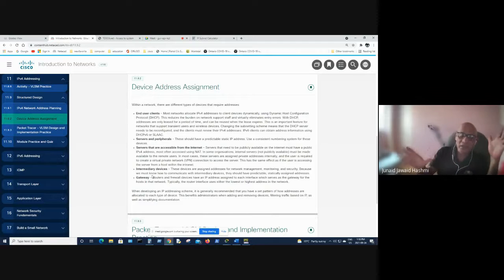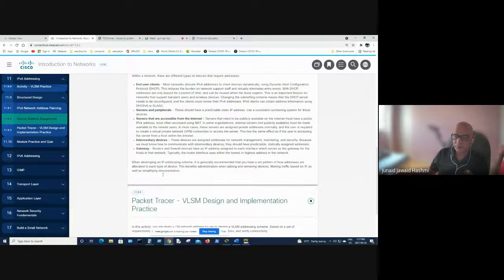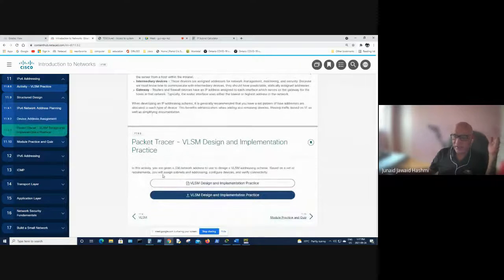So when you're coming up with your IP address assignment or your subnetting, calculate all these addresses. Remember, when you're calculating addresses, you have to come up with the maximum number of IP addresses. It says maximum host ID you need 40. Those 40 host IDs include end user clients, servers and peripherals, internet servers, and intermediary devices as well. So you need IP addresses for all these devices and for each router interface.